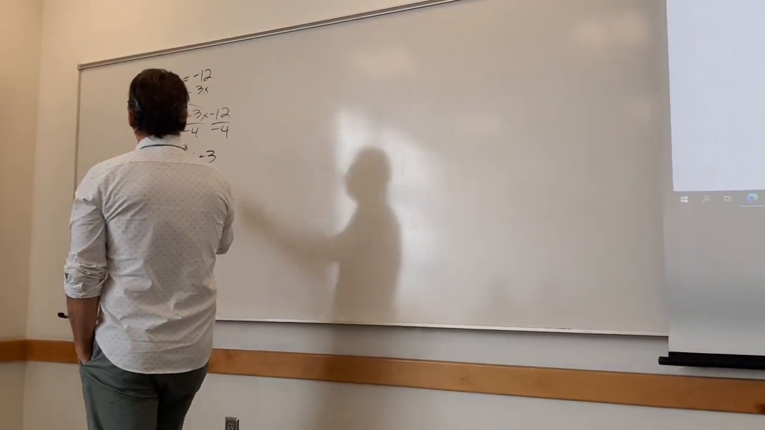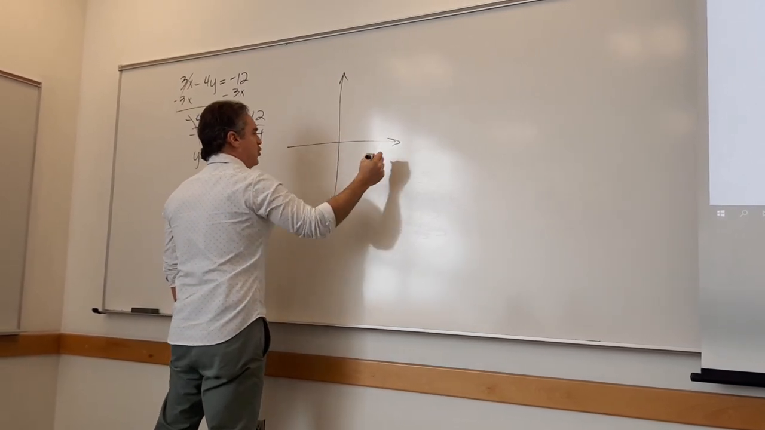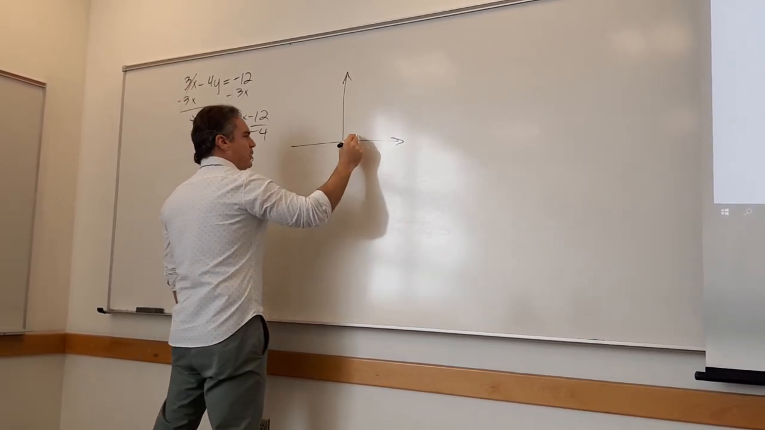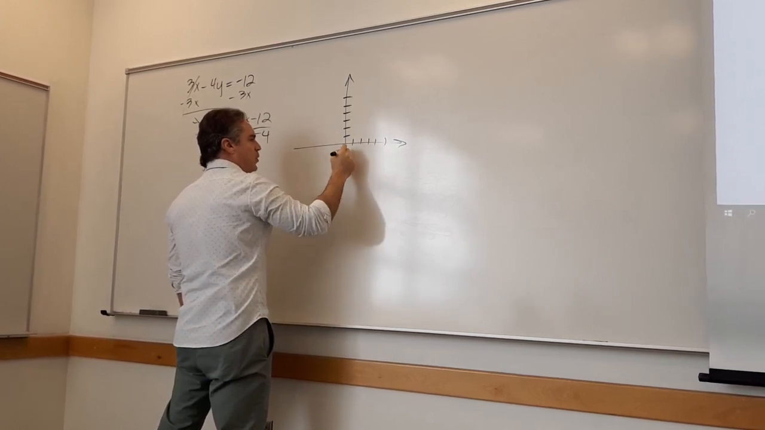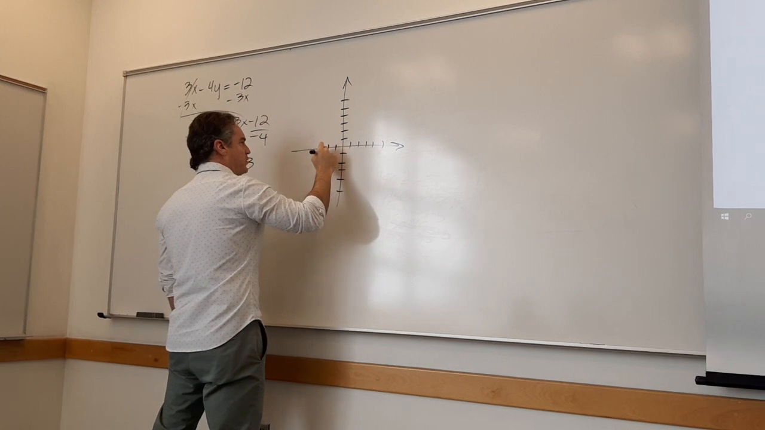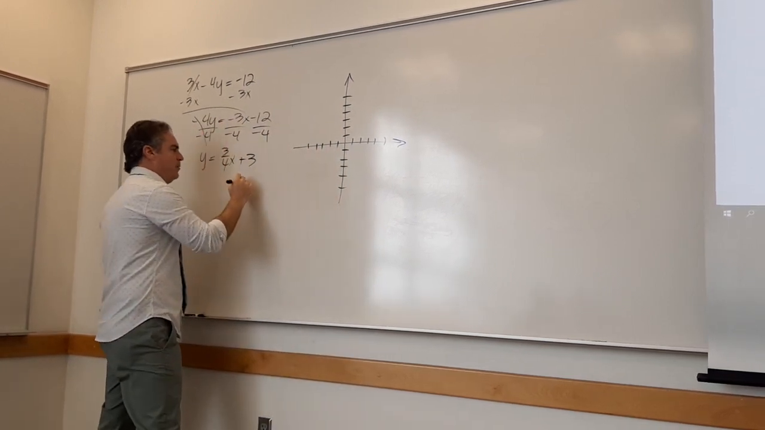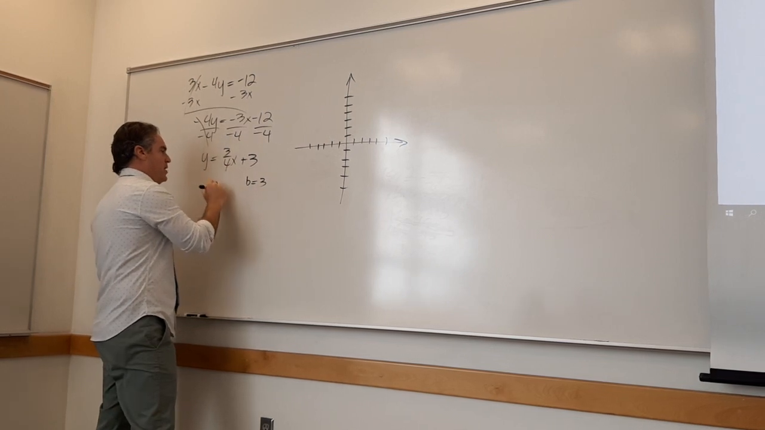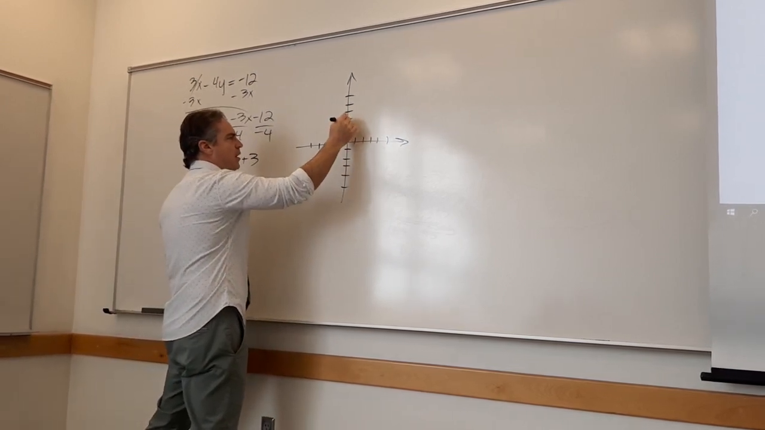So now that we have y equals 3/4 x plus 3, we can graph it. That's the first thing that we've been told to do. We're going to count 1, 2, 3, 4, 5 on each axis. And we have a y-intercept, b equals 3, and m equals 3/4. If b equals 3, 1, 2, 3, right there.